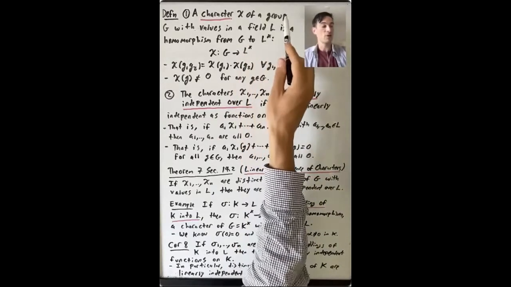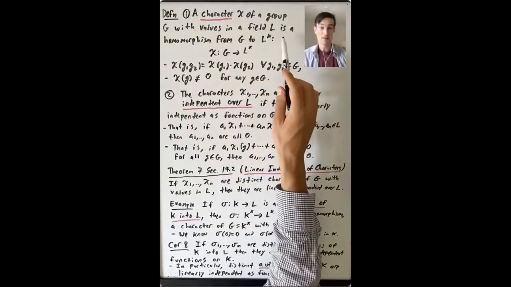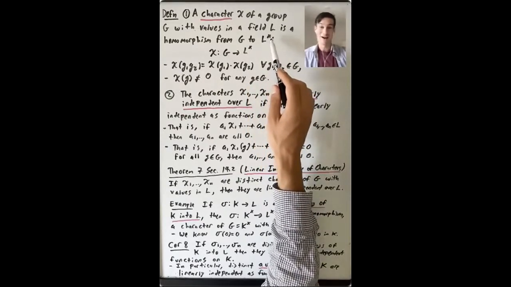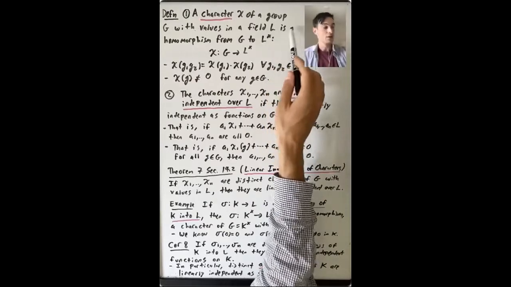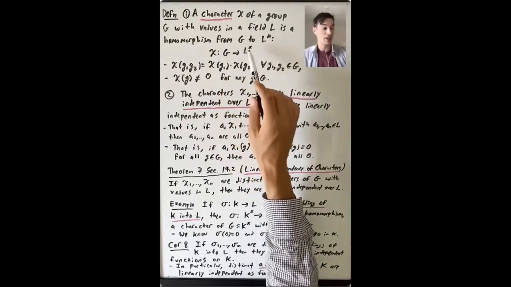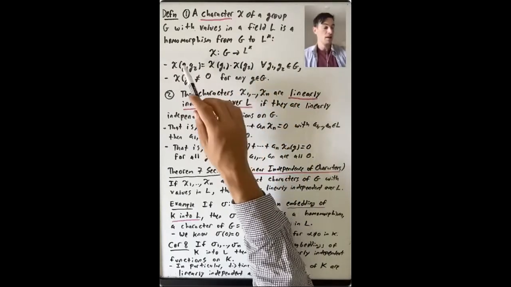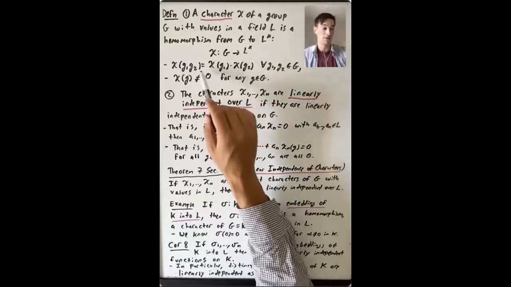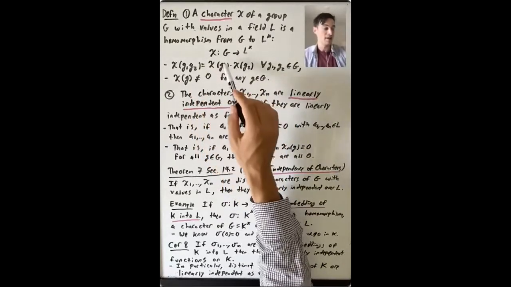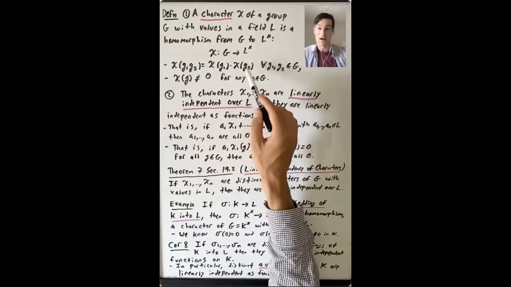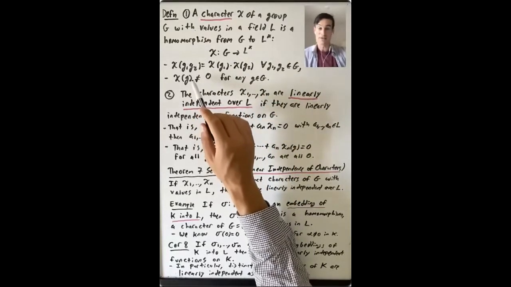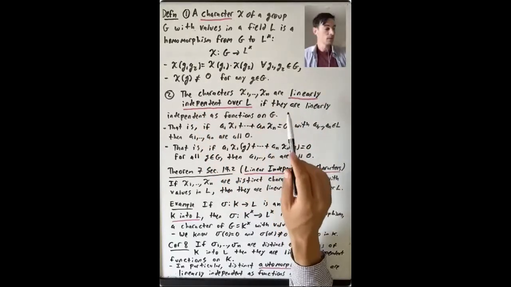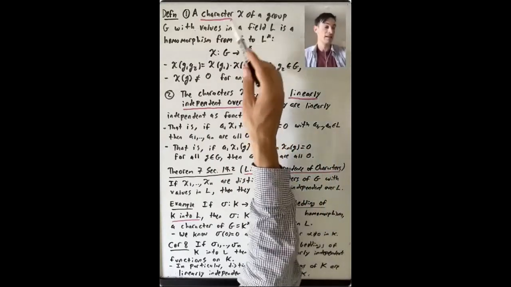A character chi of a group G with values in a field L is a homomorphism from G to L star, the non-zero elements of L, the multiplicative group of L. So chi is a function from G to L star that is a homomorphism. So chi of g1 g2 is chi of g1 times chi of g2, where the first is multiplication in the group G, and here we're multiplying in the multiplicative group of L. And it's really important that you send every element of G to a non-zero element of L.